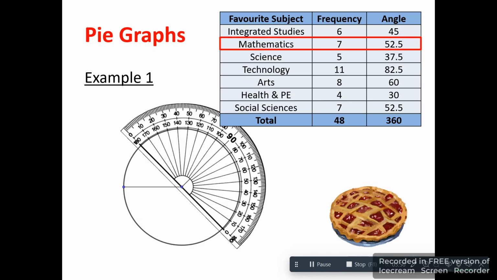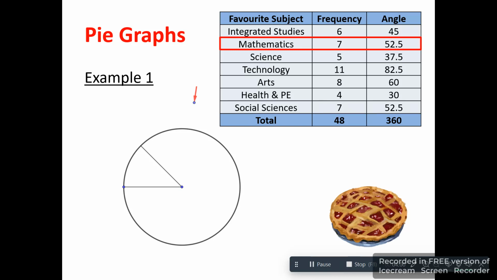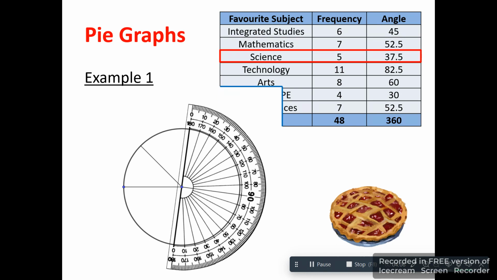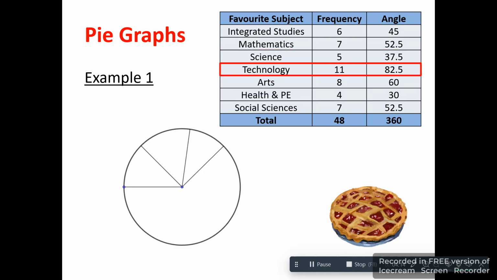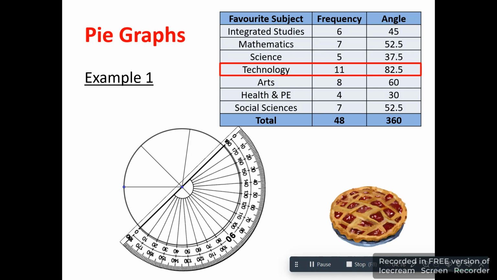So we're going to line up our protractor on the new radius, and we're going to count from 0 all the way around to 52.5 degrees, somewhere between 52 and 53 degrees. And we're going to put a mark and line up our sector with the radius. We're going to keep doing that with science. We're going to line it up on the new radius, and we're going to count around 37.5 degrees. Put in our radius. We're going to do that for technology. Line up our protractor, starting from 0, count all the way around to 82.5 degrees.